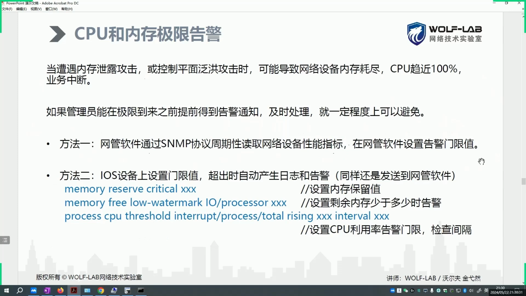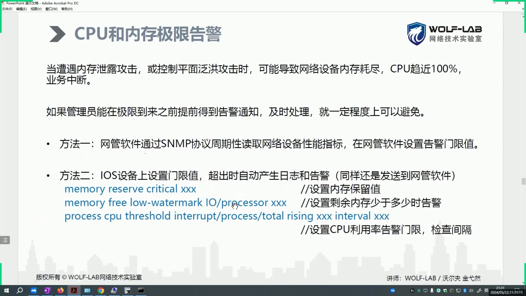So in this case, do we have a way, right? Can we, before it reaches a critical point, be proactive and send out alerts? We have a few methods. One way is through network management software to periodically retrieve performance metrics. This is called monitoring, right? We have to deploy some monitoring platforms in our network. This approach, if you have the budget, that's great, right? But if the budget isn't that large, you can set up a threshold on this device.